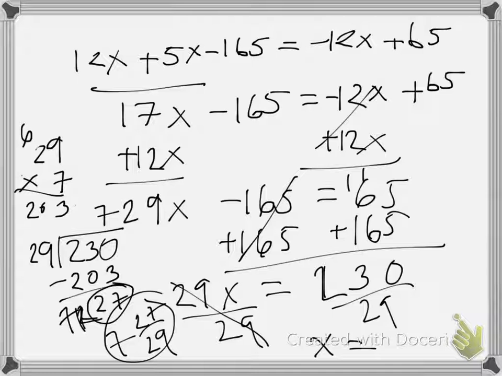Both of these answers are correct, by the way. I don't really know what you guys are learning right now, but both of the answers are correct. 7, remainder 27, or 7, 27 over 29.